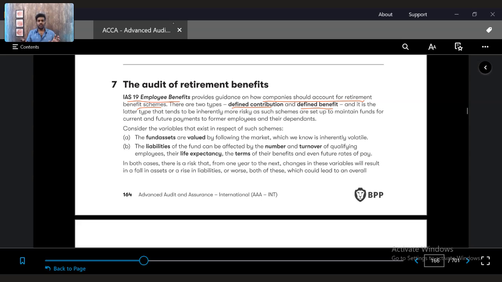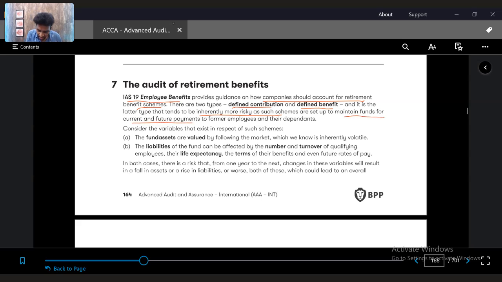One is a defined contribution plan, another is a defined benefit plan. Defined contribution is where the company will decide a fixed amount that they will be contributing towards the employee's benefit, which, once accumulated, the employee will get a portion of based on how many years they are working for. But the contribution is fixed, so the amount is fixed. So this is much easier to account for and calculate because the amount is fixed every year. It's not going to change.